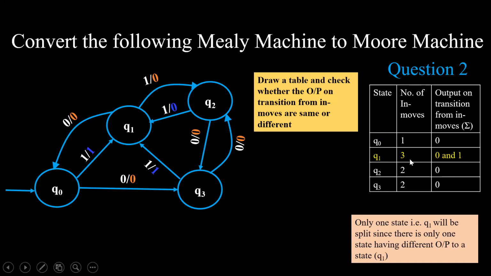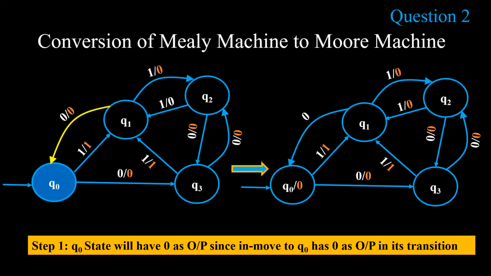If we have such a situation, then that particular state, which is Q1 in this case, will be split, since it has different outputs on its in moves. These are the 3 in moves, 2 have 1, 1 has 0. In such a case, initially we will concentrate only on states which don't require a split. Q0 does not require any split, so we will comfortably convert this into Moore by putting this output 0 on Q2.